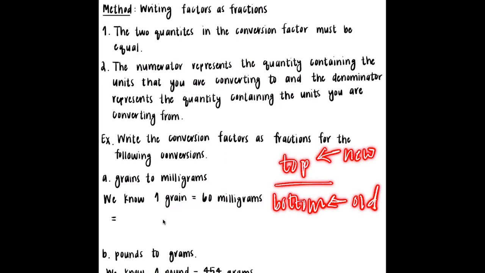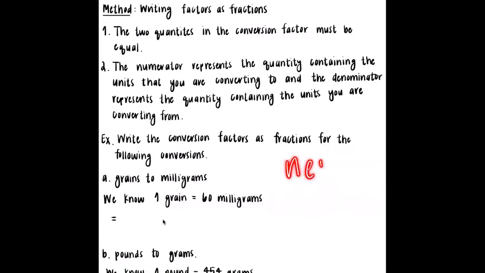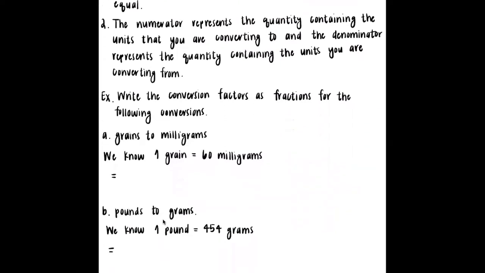We want to make sure again that order matters. We want to keep track of who's on the top and who's on the bottom, and the same thing with ratios later on, with who's on the left-hand side and who's on the right-hand side. So remember the new one, who we're converting to, over the old one, who we're converting from. Then write the conversion factors as fractions for the following conversions. Let's look at a few examples.